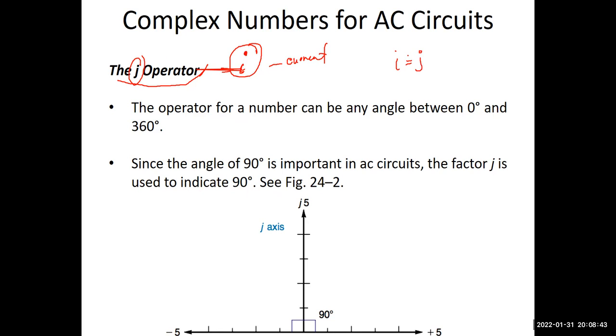Okay? So the operator for a number can be any angle between 0 degrees and 360 degrees. So since the angle 90 is important in AC circuits, the factor J is used to indicate that it is in 90 degrees. Okay? So this will now be your J axis. Kahit pa pumunta yan dun sa baba, okay?